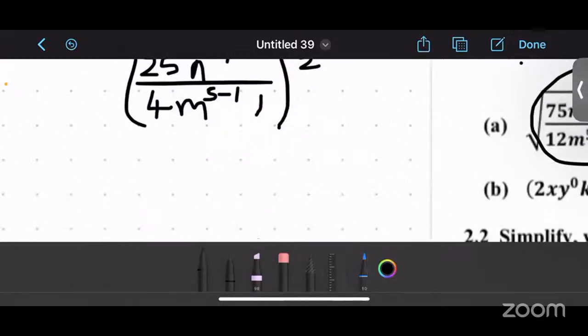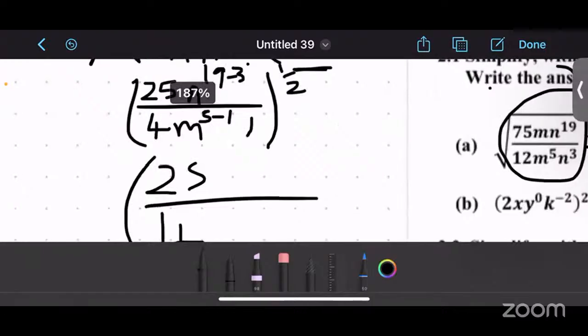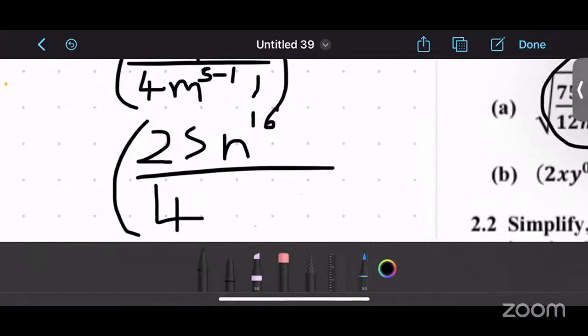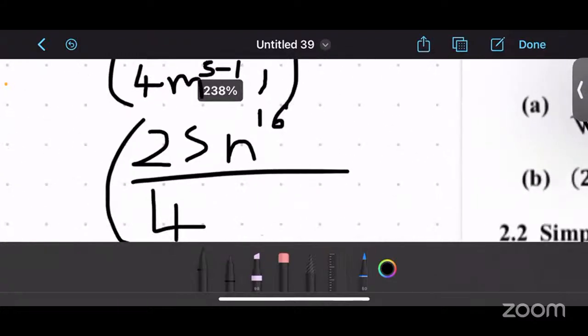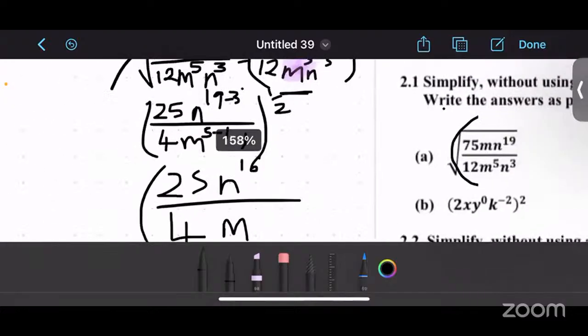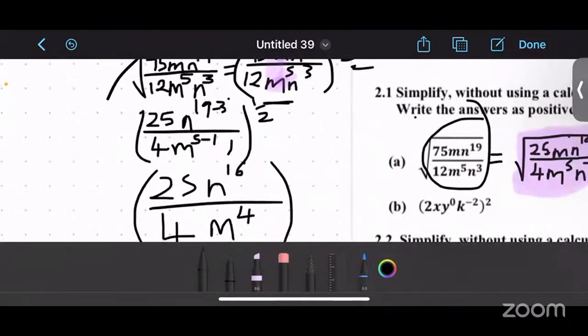So in this case, I'm going to remain with 25 and 4 over here. So I'm going to have 25n to the power of 16, because 19 minus 3 is 16, are we together? And then I'm going to have m over here to the power of 5 minus 1, which is equal to 4. Everything to the power of 1 over 2.